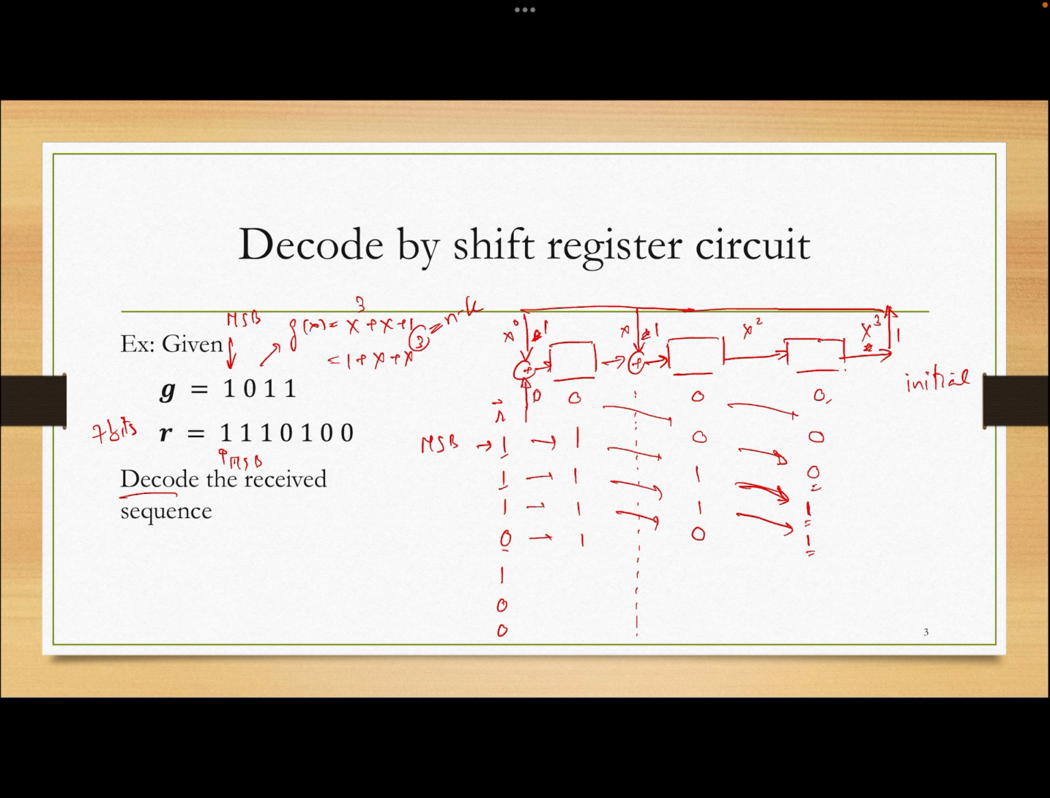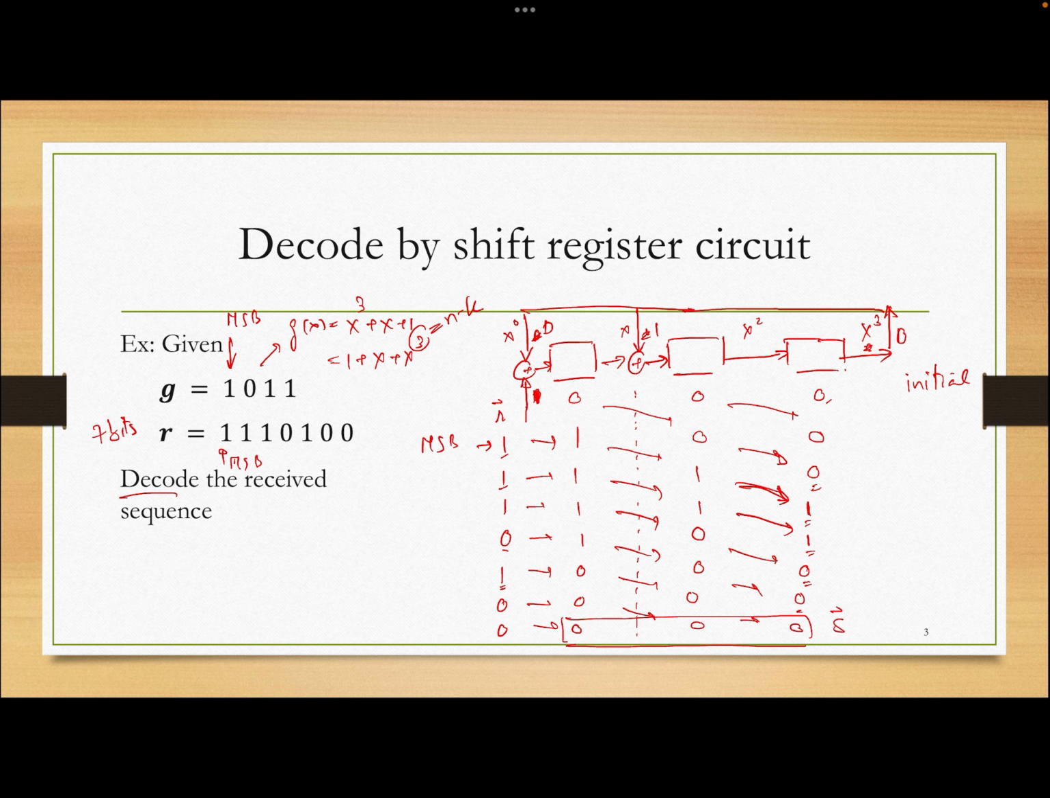This one, feedback, input is 1 now. Okay. 1 plus 1 is 0. Okay. 1 plus 1 is 0. And then this one shift. Okay. 0 feedback. Okay. Plus 0 is 0, 0, 0. And then 0 feedback plus 0 is 0, 0, 0. Okay. So this is your answer.